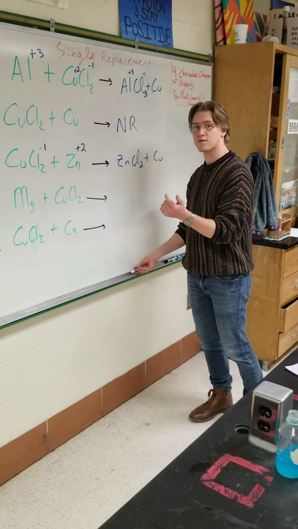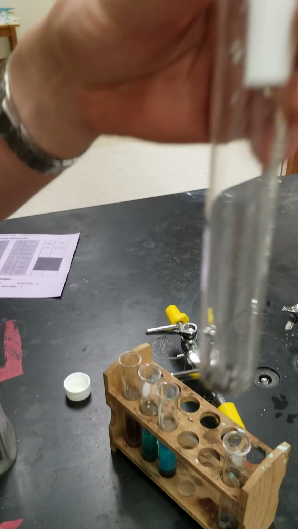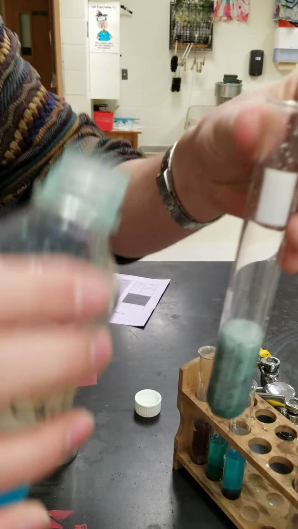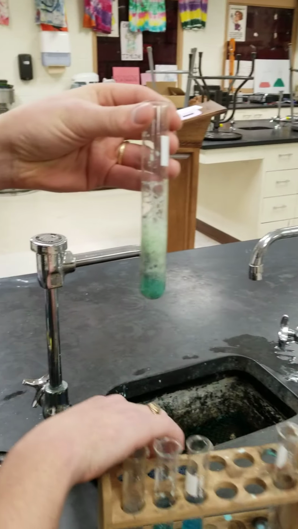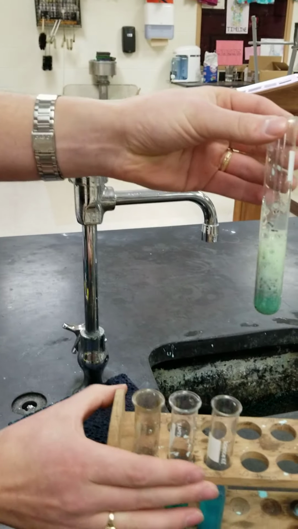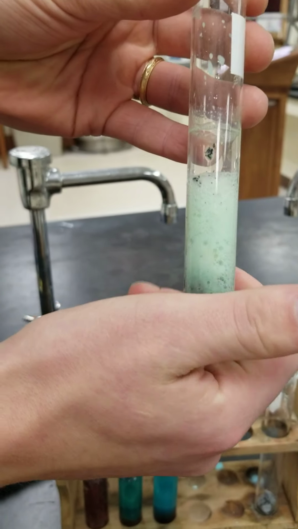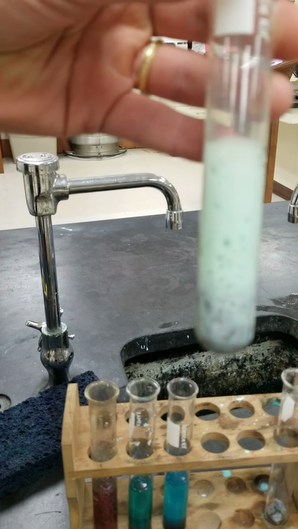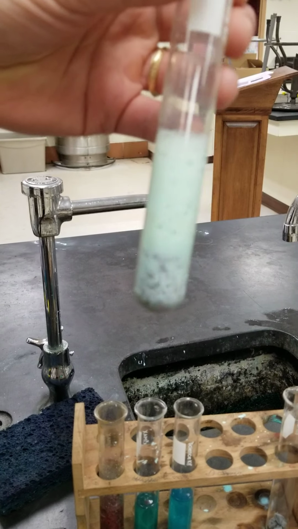Now we're going to move on to our fourth one. Right here, we have magnesium and copper chloride. So here's our magnesium. Now we're going to pour copper chloride in this. We're going to move closer to the sink because you never know what's going to happen. If you look at this, you can see a lot of bubbles. It's getting warm pretty quickly. It's reacting a lot. So clearly this is a reaction.